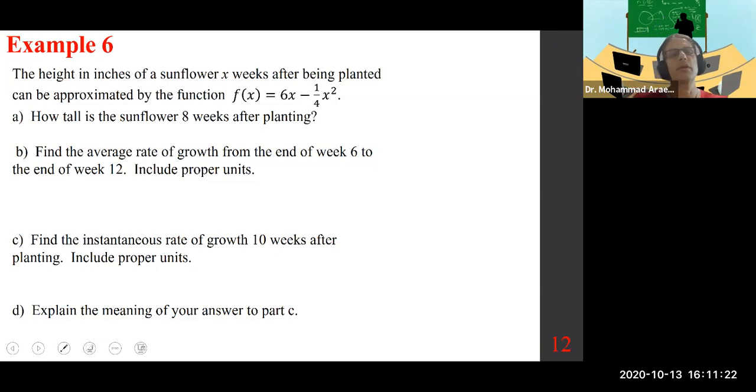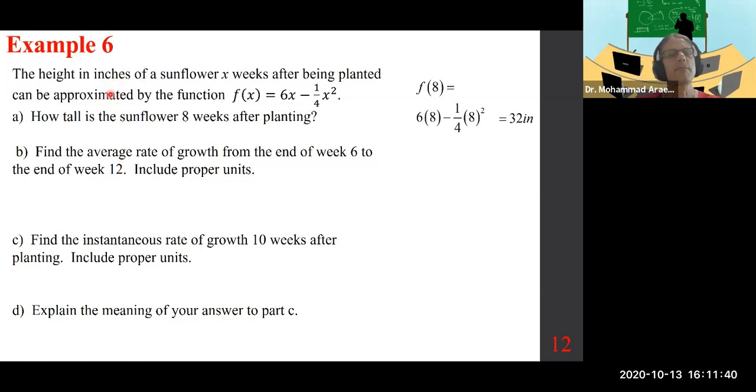The first part is very straightforward. You have the function, plug in 8. And the units, the height in what? Take a look, in inches. So you have to pay attention to the units always when you do word problems.